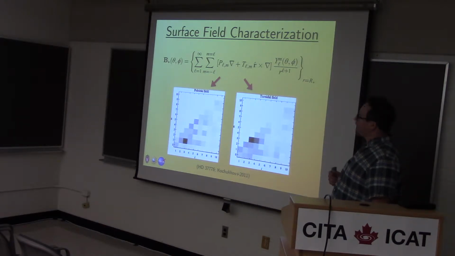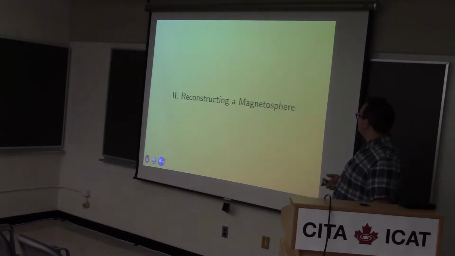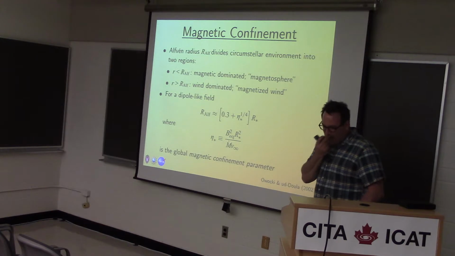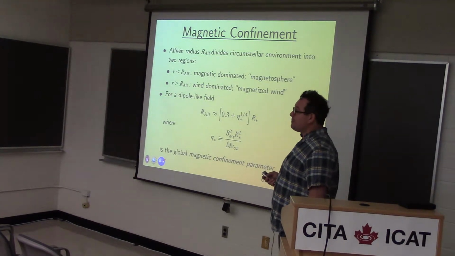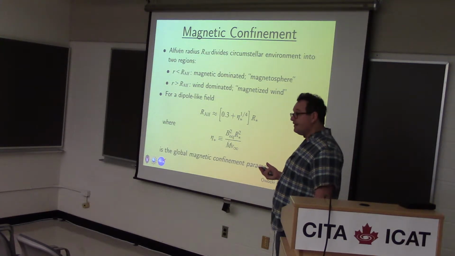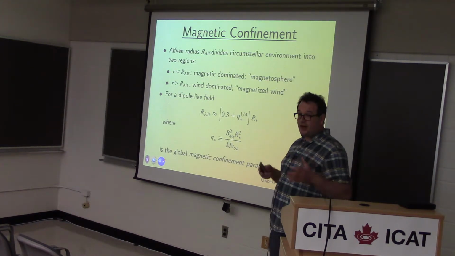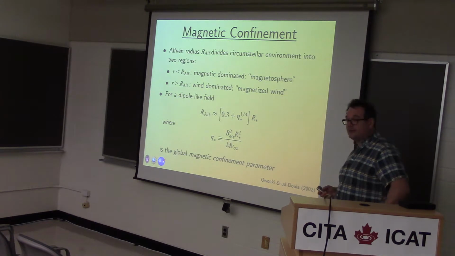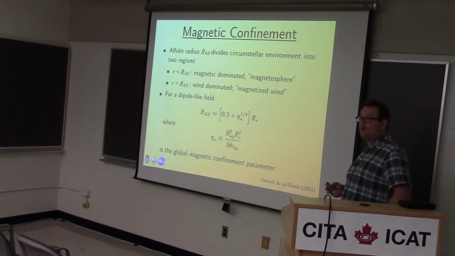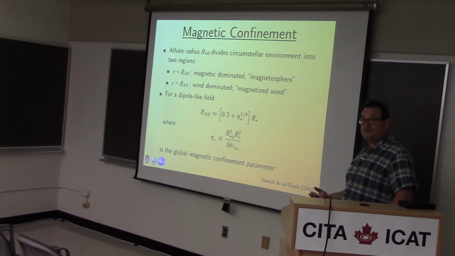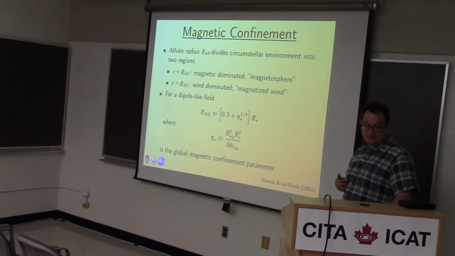We'll come back to this surface field characterization issue in just a moment, when we talk about how we actually reconstruct these circumstellar magnetic fields. So we know the field on the surface, but if we want to develop a model for the magnetosphere and how the magnetic field interacts with the wind, we're going to need to know the field around the star. To do this, we go through a field reconstruction procedure where we take the surface field and extrapolate it out away from the star.